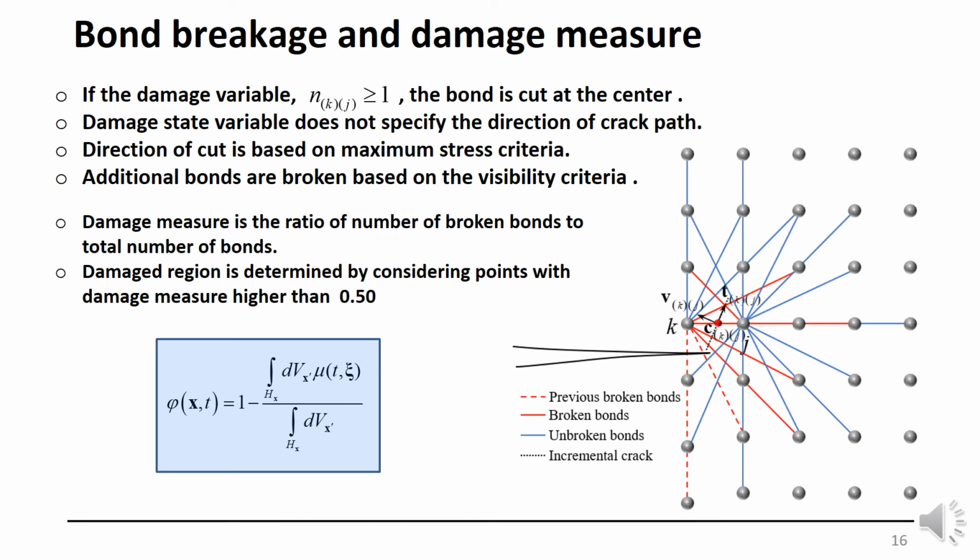In this figure, between point K and J, you have this red bond, which is a broken bond. Once we break this bond, we introduce these dark or black dots, which are the incremental crack. The direction is based on the maximum stress criteria, but also on each side of this line, if the nodes are not visible to each other, we also break those bonds. That's the visibility criteria.